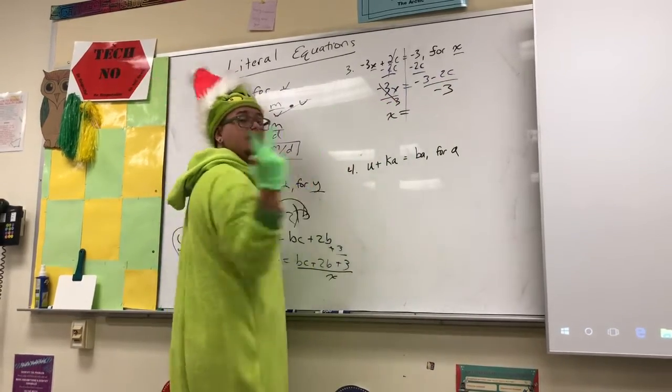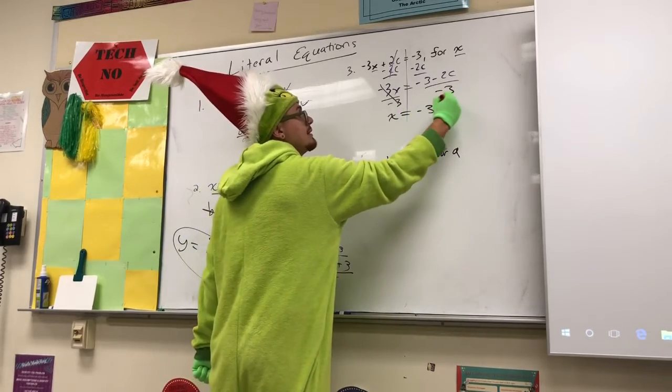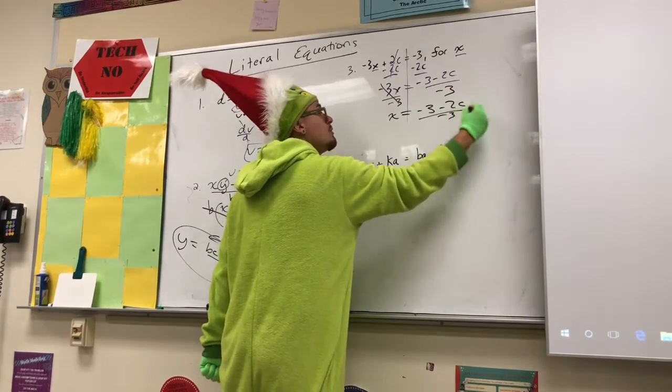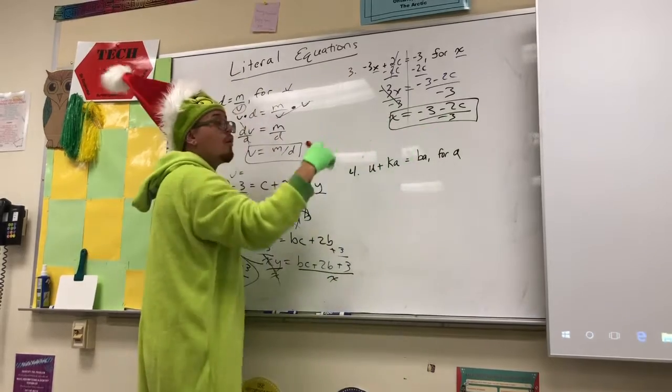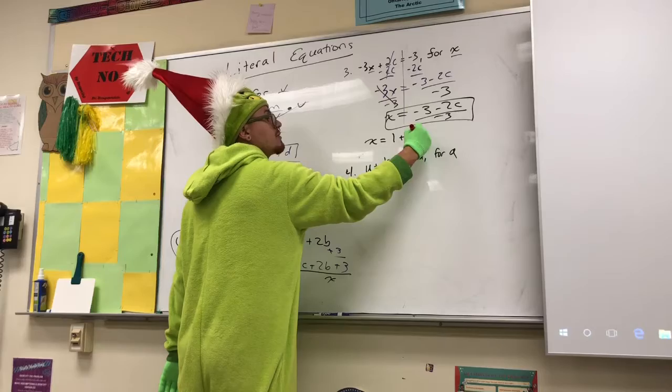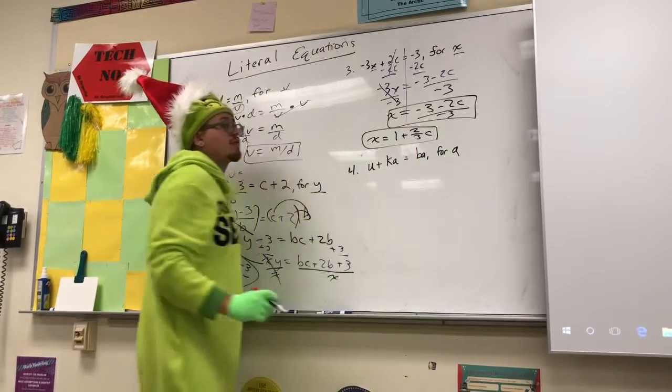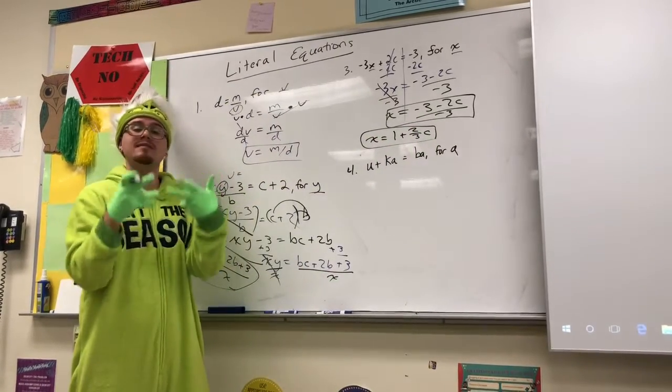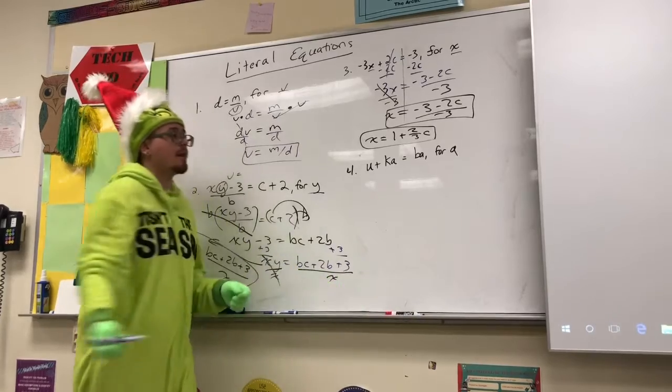And now you could write this 2 ways. You can keep it messy, which is totally cool. Or you could simplify it and get 1 plus 2 over 3c by dividing everything by 3. Either one works. They're equivalent statements. Equivalency is what it's all about.